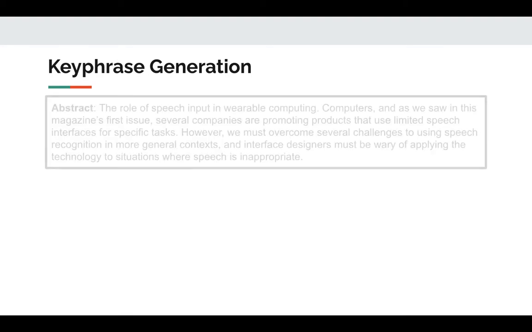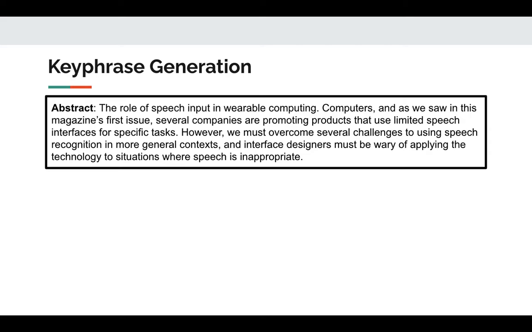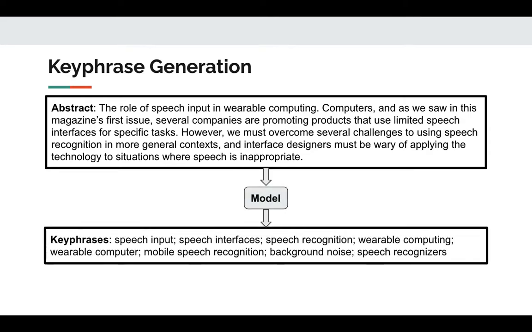Consider the given abstract. Our main task is to train a model that can generate key phrases given this abstract as an input. So you can see clearly here that speech input and speech interfaces are keywords of this abstract, which talks about a paper on the role of speech input in wearable computing.